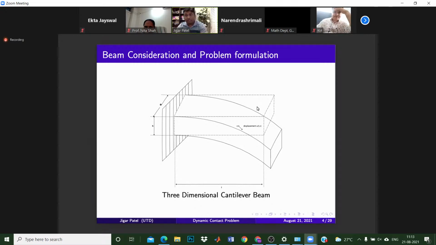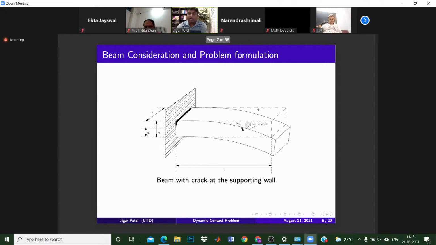This static problem certainly has a unique solution, right? So you apply load on one of the ends, or you can apply a uniform load, and you try to predict the deflection of this beam. So as I said, this problem is very well known. Analytic solution is known. What is more interesting is this situation, where you have a three-dimensional cantilever beam, and then as you see, there is a crack located at the supporting wall, right?